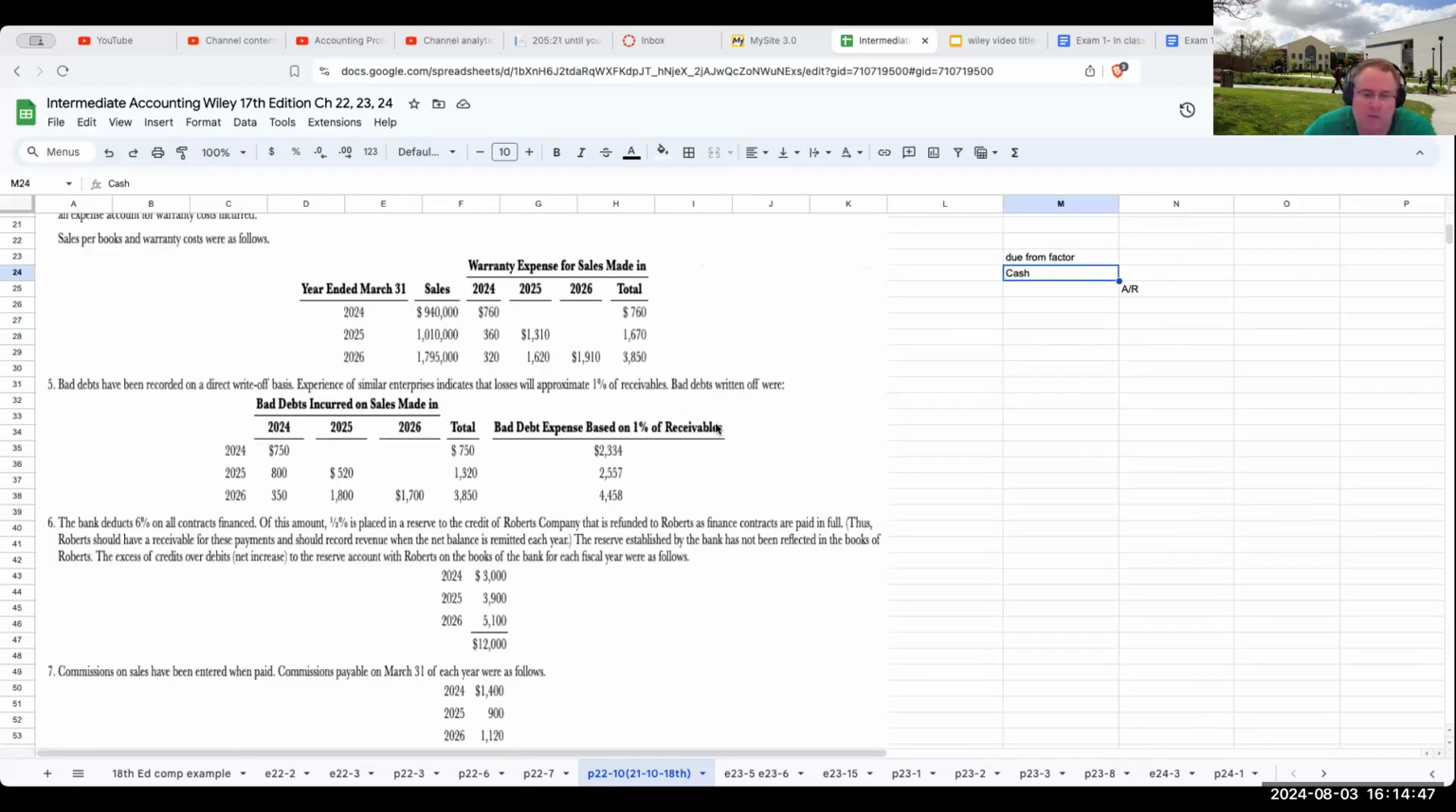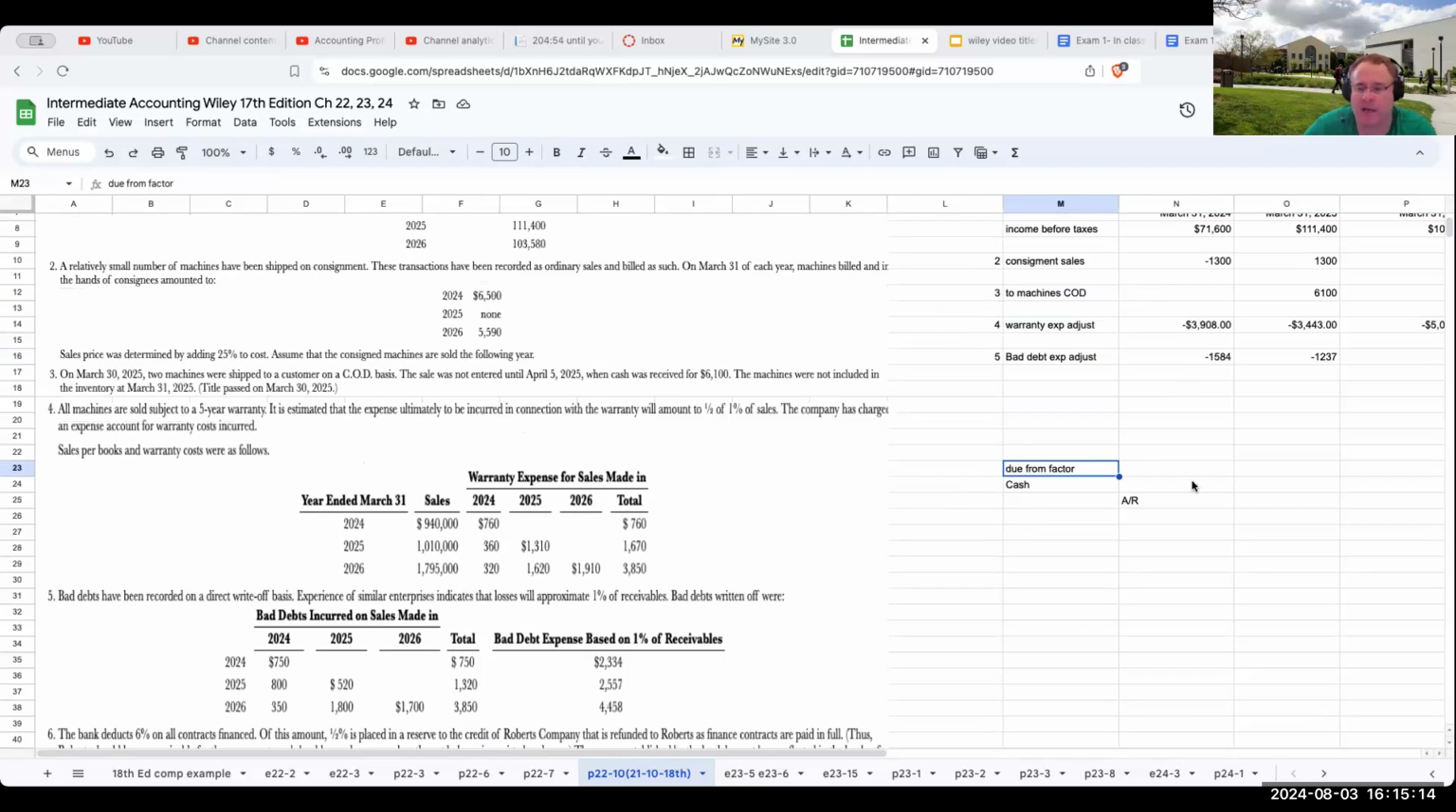So right over here, thus Robert should have a receivable, the due from factor for these payments, and should record revenue when the net balance is remitted each year. The reserve established by the bank has not been reflected in the books of Roberts, right? So we're not reporting enough income. The excess of credits over debits, the net increase to the reserve account on the books for each fiscal year was as follows.